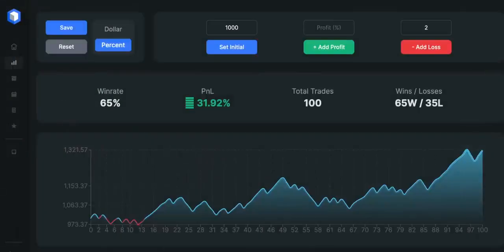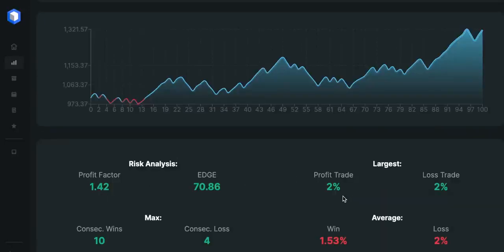Alright, so the backtesting is finished and the results are not that bad actually. The win rate is 65% and we increased our account size by 31.92%. However, if we take a look at the equity curve, we see it's all over the place. We had massive drawdowns of around 20% or so. Also, the profit factor is only 1.42 and we had 10 consecutive wins against 4 consecutive losses.